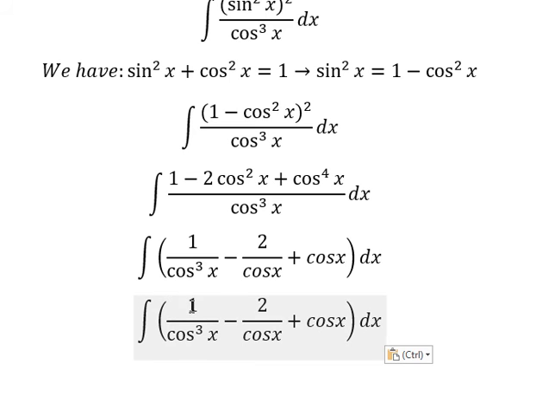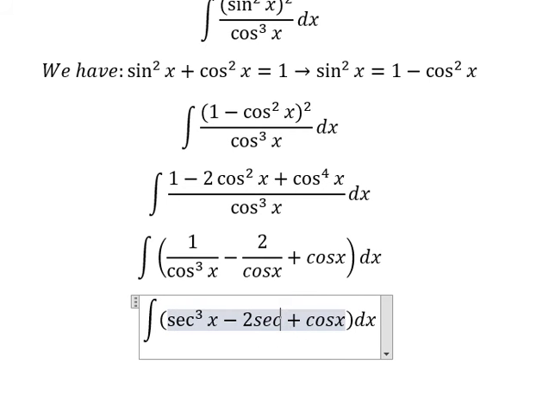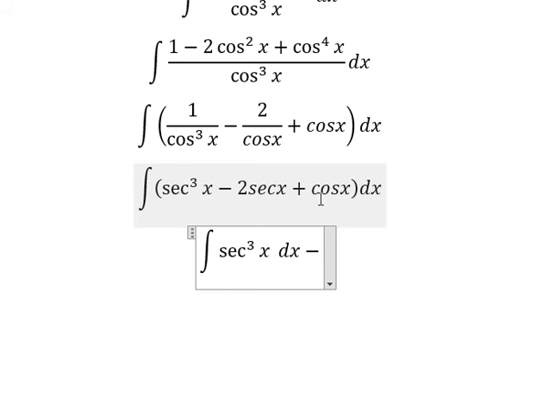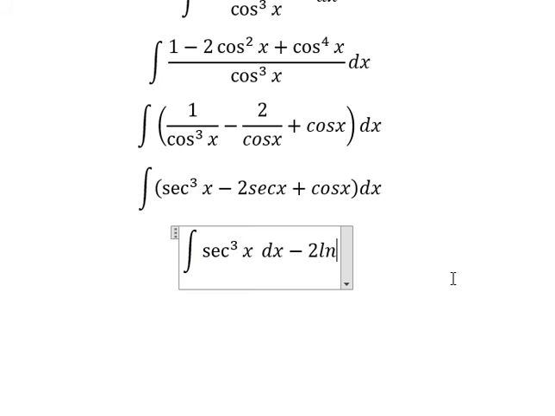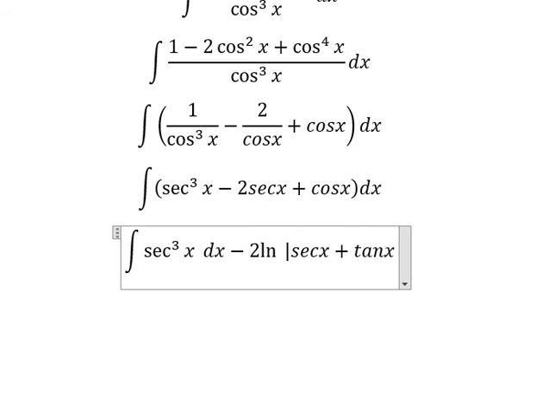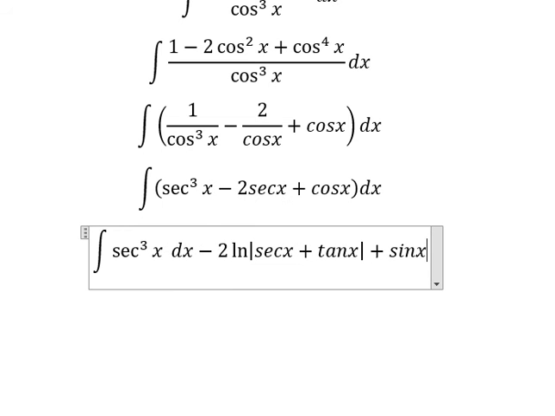We know that 1 over cosine x is secant of x. So in this situation, you get secant of x to the power of 3, and this one you get 2 secant of x. Next, I will put this one later. The integral of secant of x, you will get ln of the absolute value of secant of x plus tan x. The integral of cosine x, you will get sine x.